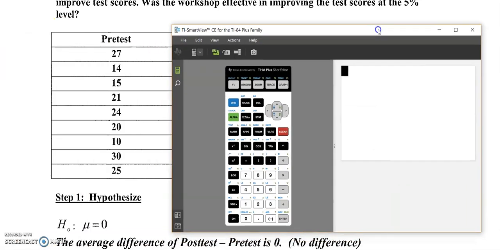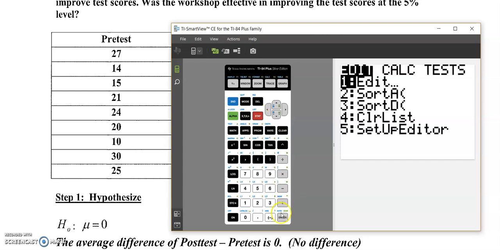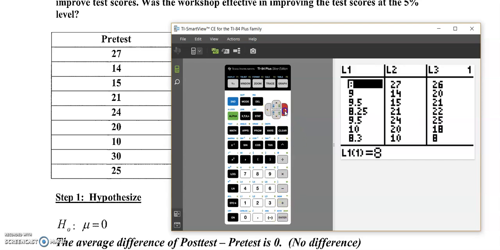So I move my calculator over. I press Stat, number 1 for edit. In list 2, I put all the pre-test scores, and in list 3, I put all the post-test scores. But remember, we're not looking at the pre-test or the post-test, we're looking at the difference between the two, and we're going to do post minus pre. So pre-test is in list 2, post-test is in list 3, and to find the difference, I'm going to go to list 4.